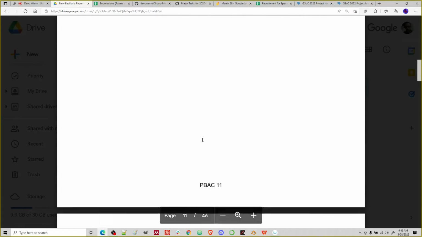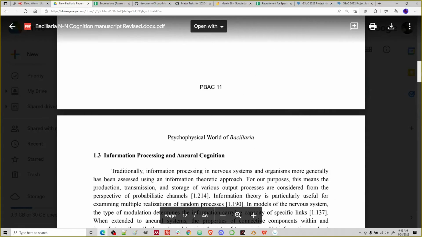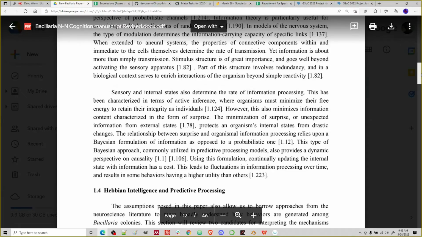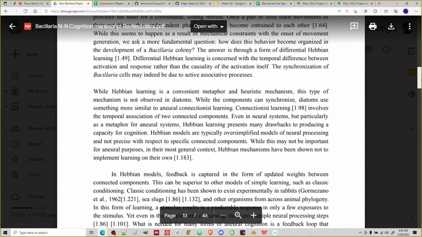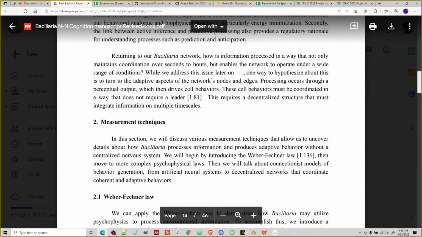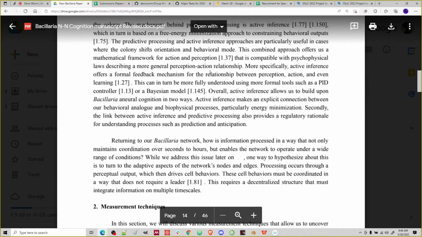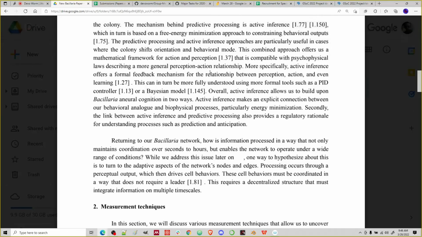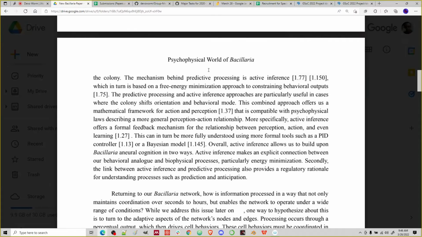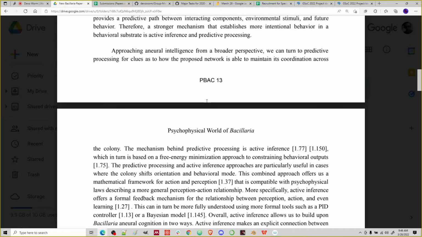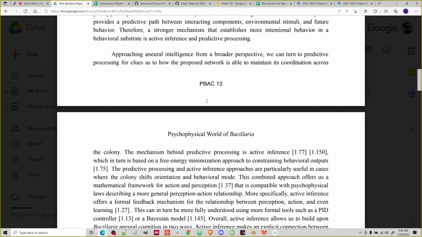Then these different models that we go through, we actually talk about Hebbian learning potentially, and we talk about predictive processing, which is another technique, and active inference. So active inference and predictive processing are interesting because what we're doing right now is active inference and predictive processing. We're taking in information, we're processing it, and then we're making a response.